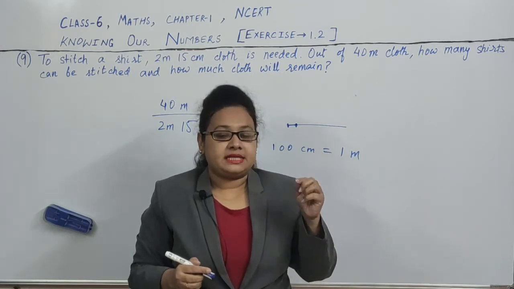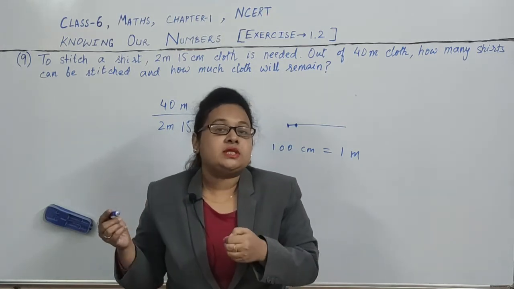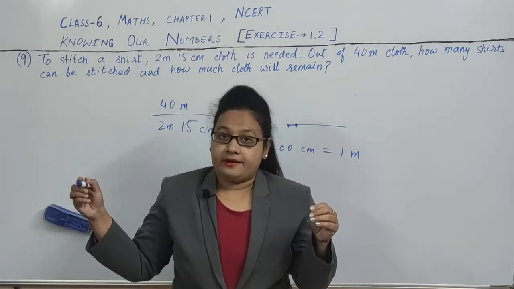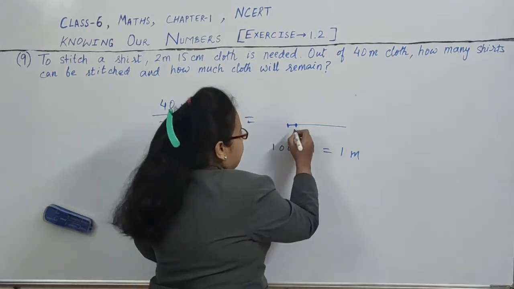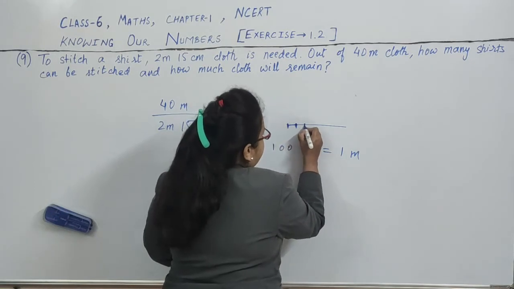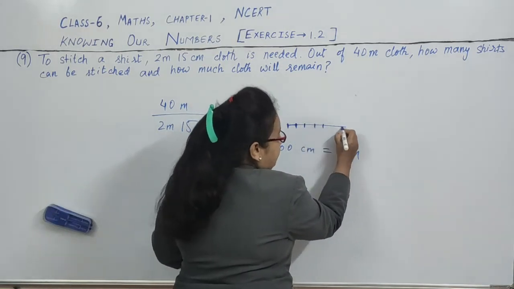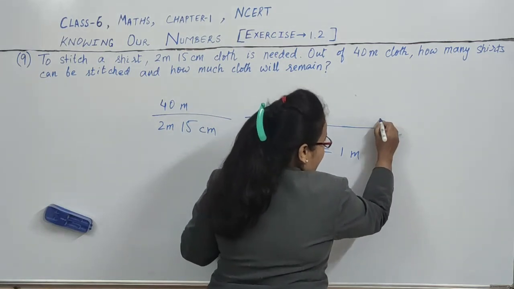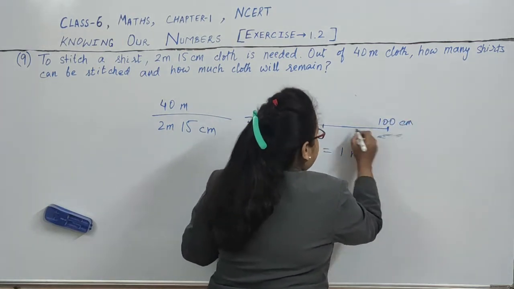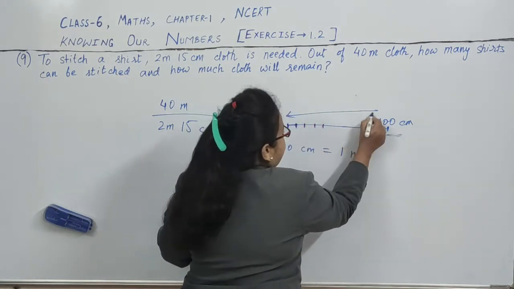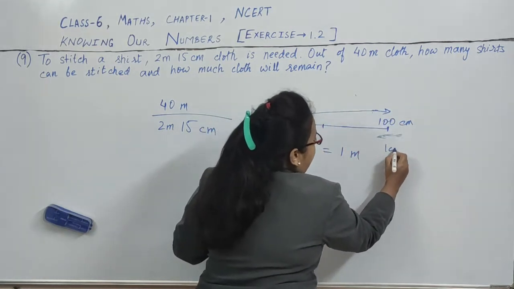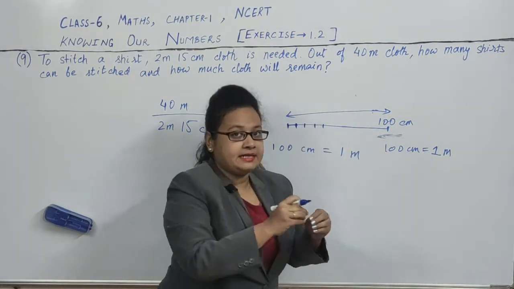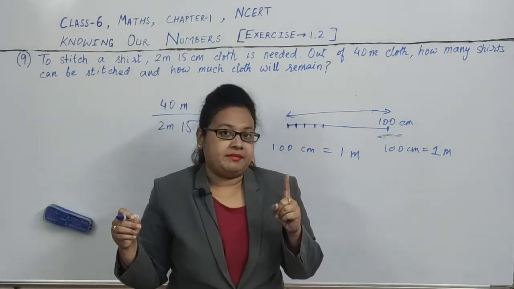So 1 centimeter, 2 centimeter, 3 centimeter, 4 centimeter, 5 centimeter, like that, if we go on up to 100 centimeters, then all that, 100 centimeters, equals 1 meter.